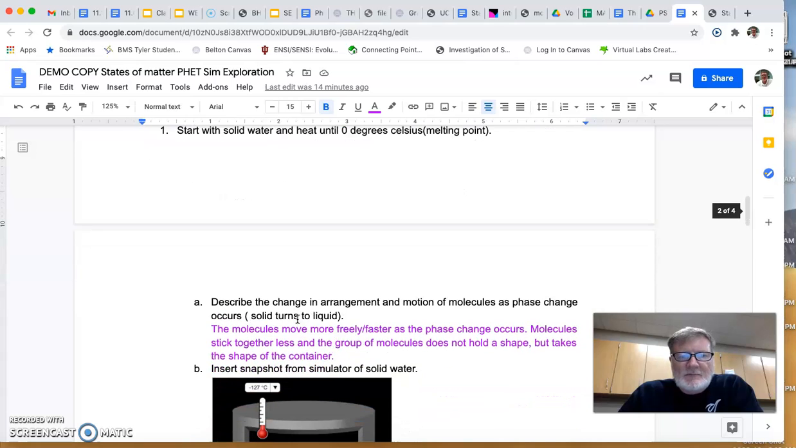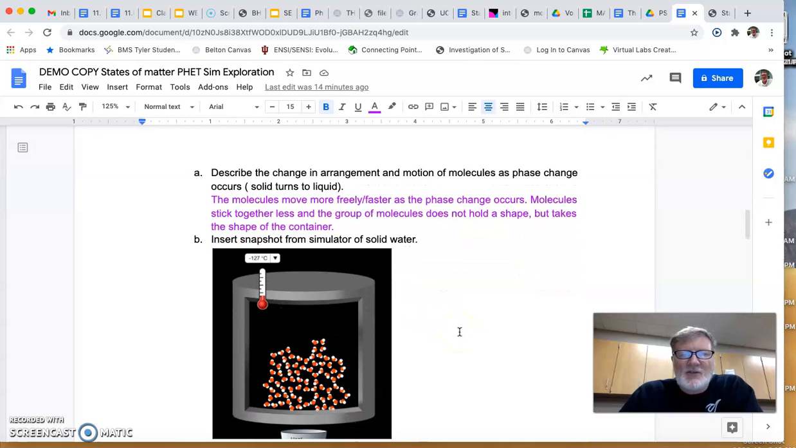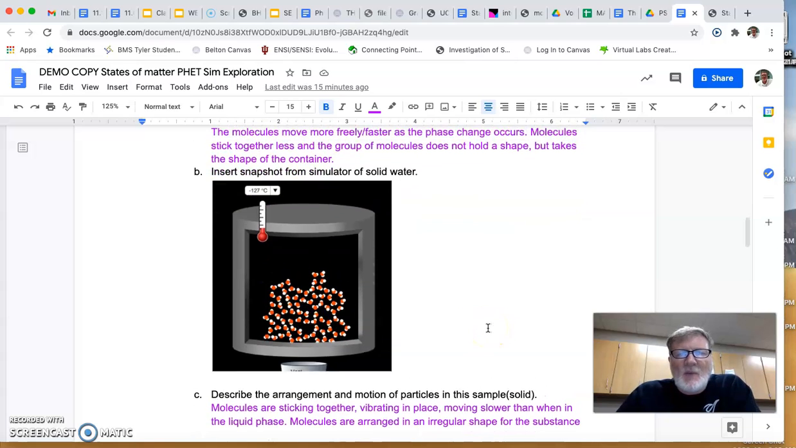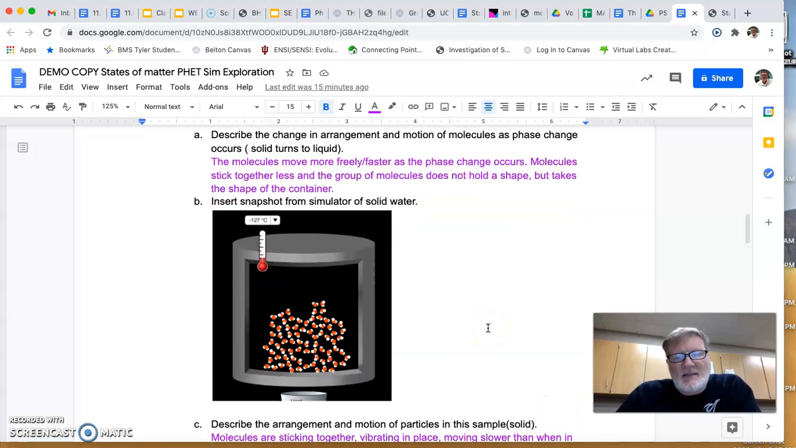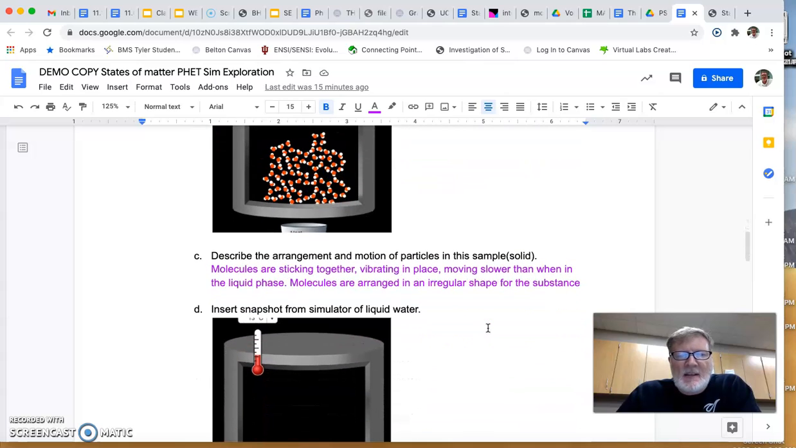Number one, describe the change in arrangement between solid to liquid. When this is happening, molecules are moving more freely and faster as the phase change occurs. The molecules are sticking together less than they are in the solid, and the group of molecules doesn't hold shape, but it takes the shape of the container when it's a liquid. In a solid, the molecules are holding their own shape as an object.